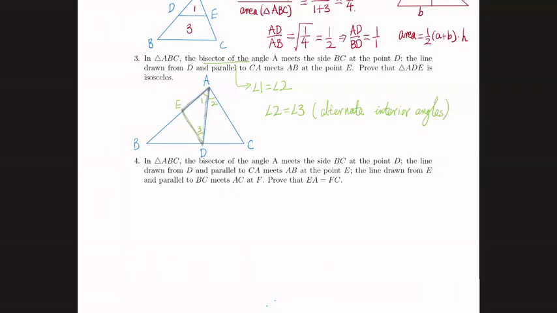Okay, so two assumptions. One, angle bisector. Two, parallel lines. Therefore, the first one tells us these two angles are the same. The second one tells us these two angles are the same. Then angle 1 is angle 3. So the triangle is isosceles.